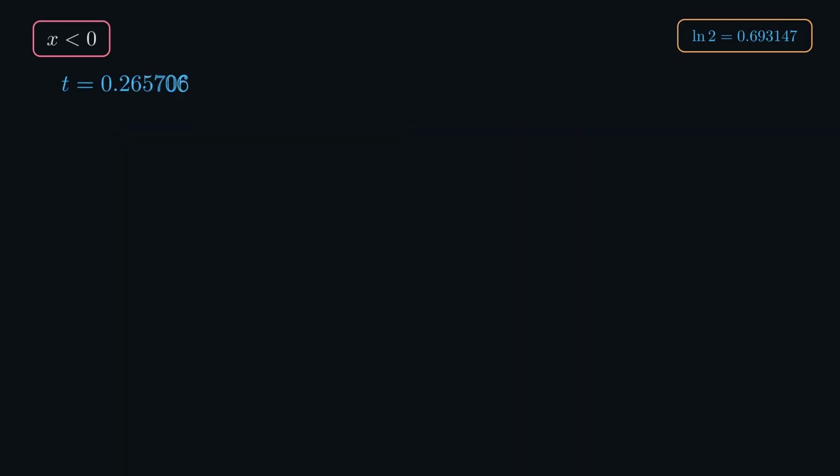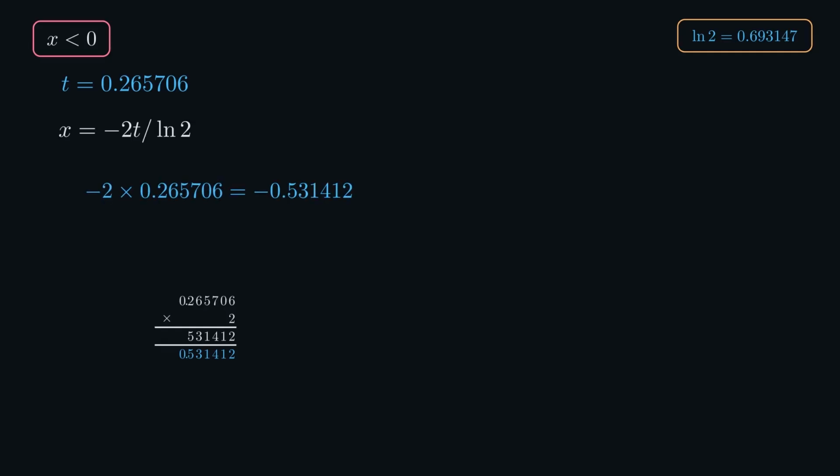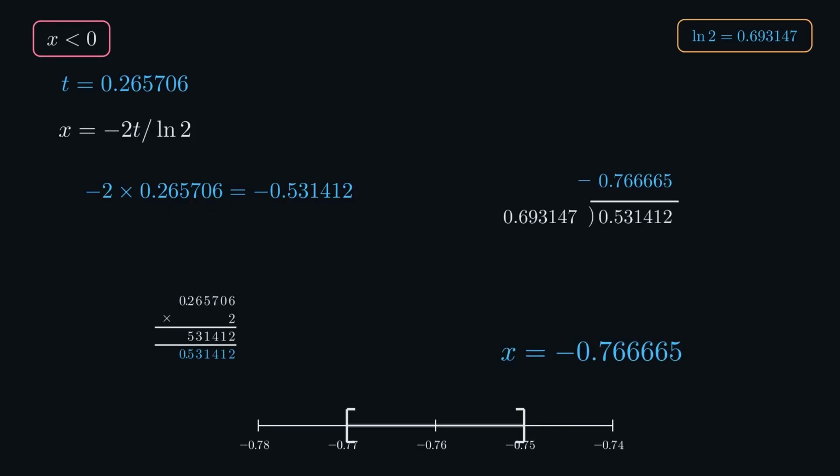So t equals 0.265706, and x equals negative 2t over natural log 2. Negative 2 times 0.265706 is negative 0.531412. Divide by 0.693147, long division again, and out comes x equals negative 0.766665. Between negative 0.77 and negative 0.75, exactly where the bisection cornered it, hours of shoveling confirmed in one formula.